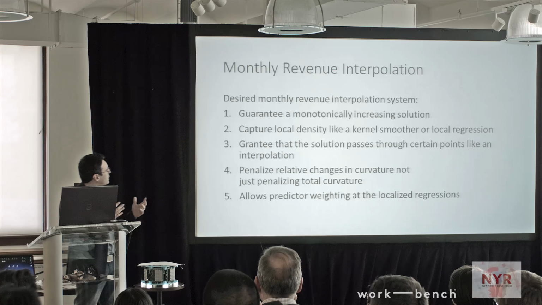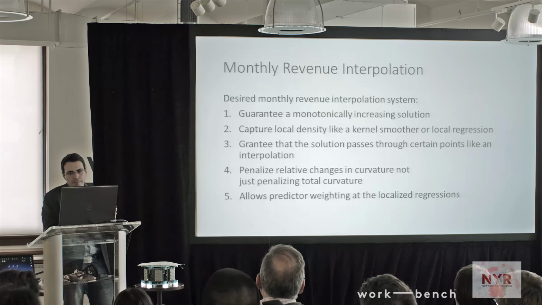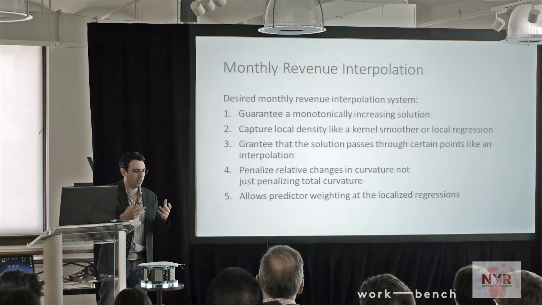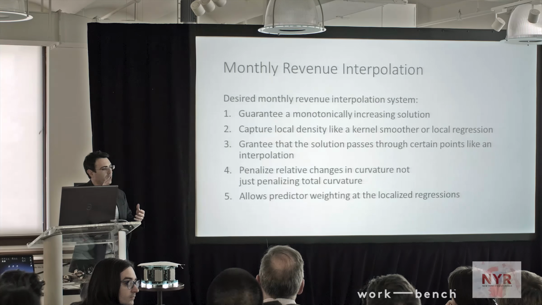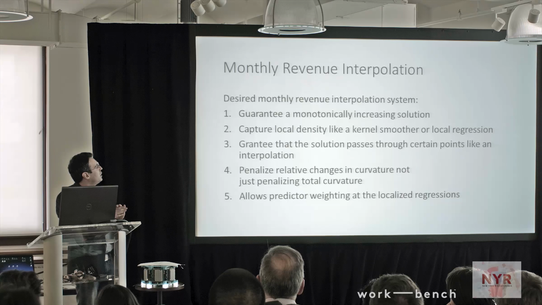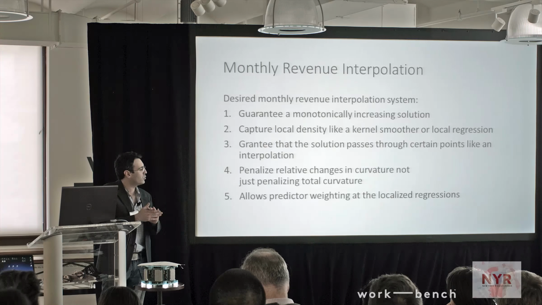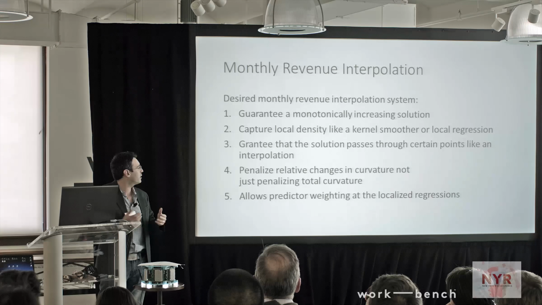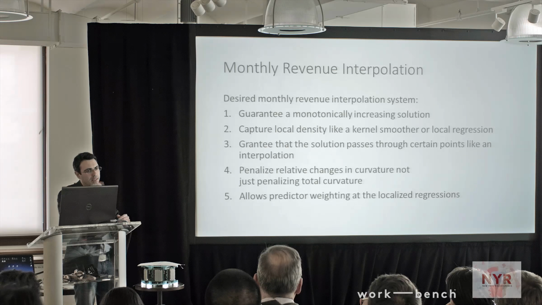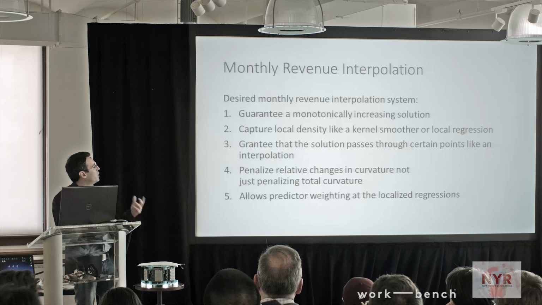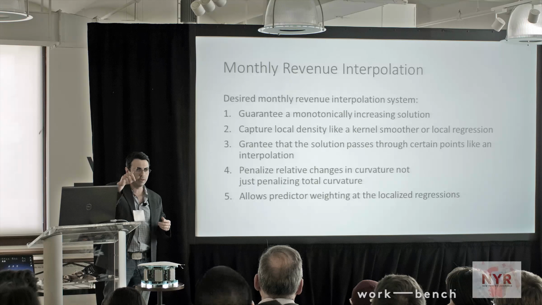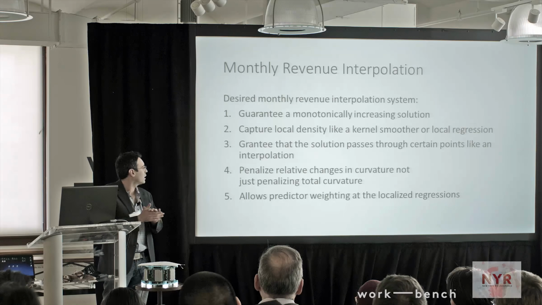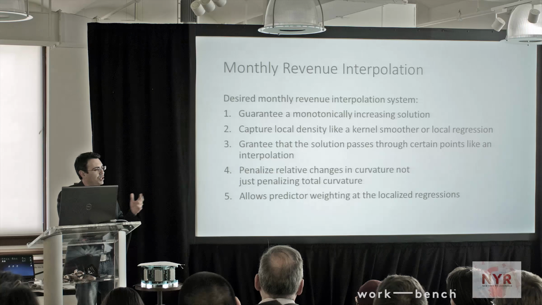Okay, so now we need a system to help us. What kind of system can we use to integrate this data and interpolate between the quarterly numbers to get the monthly? Our desired solution has a couple of things. One, a monotonically increasing solution, because revenues are typically not negative. We want to capture local density of these external time series. We want to guarantee that the solution passes through certain points like interpolation does, not like localized regression, because we want it to add up to the quarterly numbers. And we want to penalize changes in curvature.